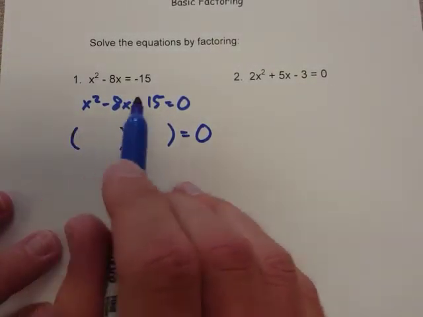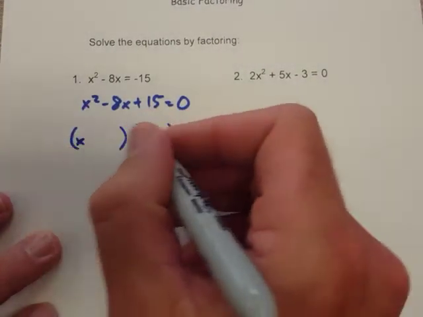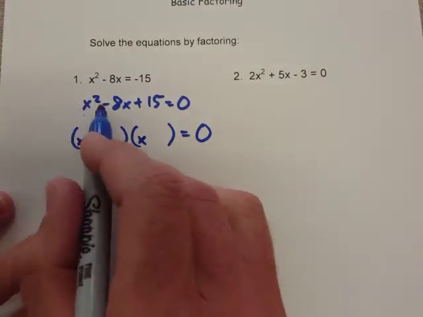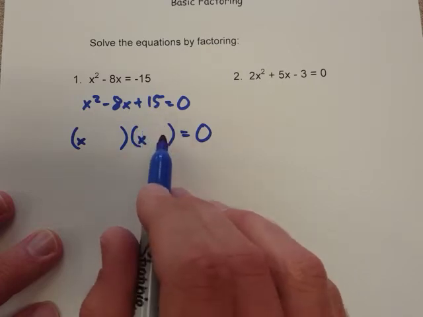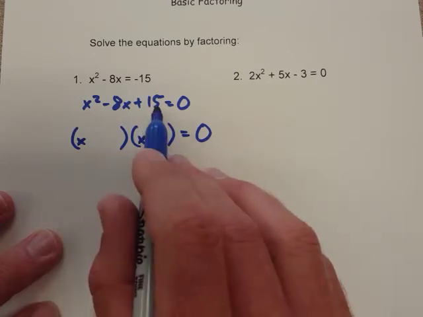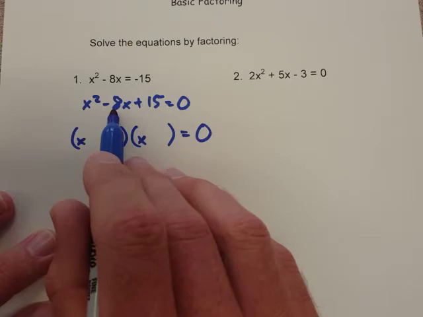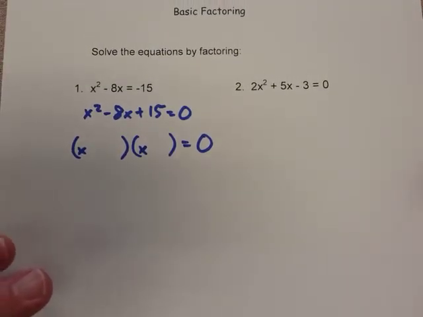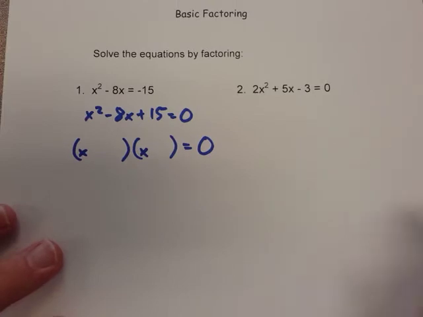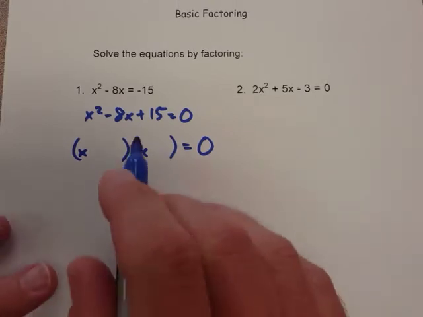But with this one, x times x is going to be x squared. And then what we have to do is make sure that the numbers that we choose multiply to 15, but add to -8. Now you may have seen some tricks for doing this in the past. You're certainly welcome to use those. But I want you to be able to do this by some guess and check.